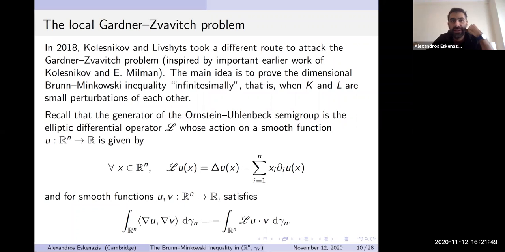Now, I want to go on and explain the formulation. This is a good point. I could ask for questions, concerns.